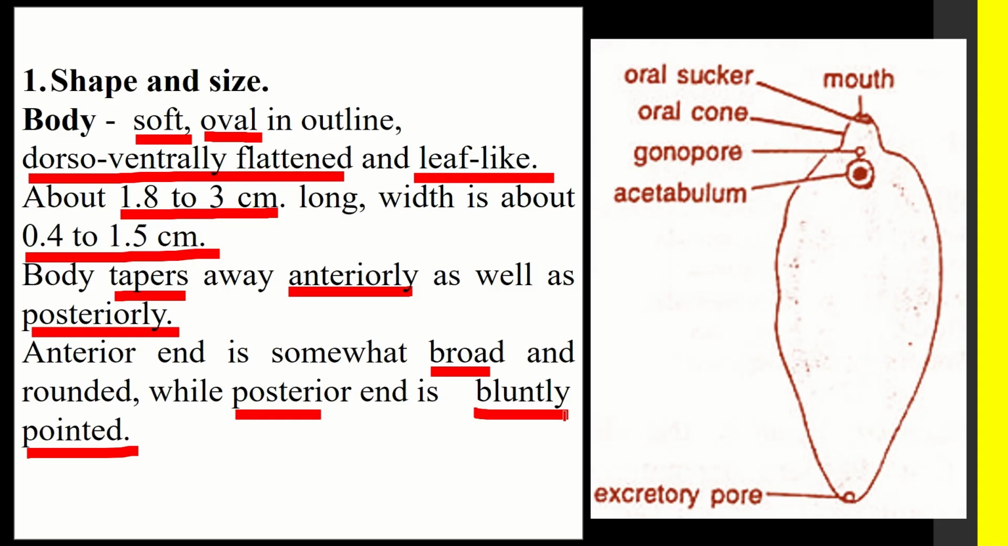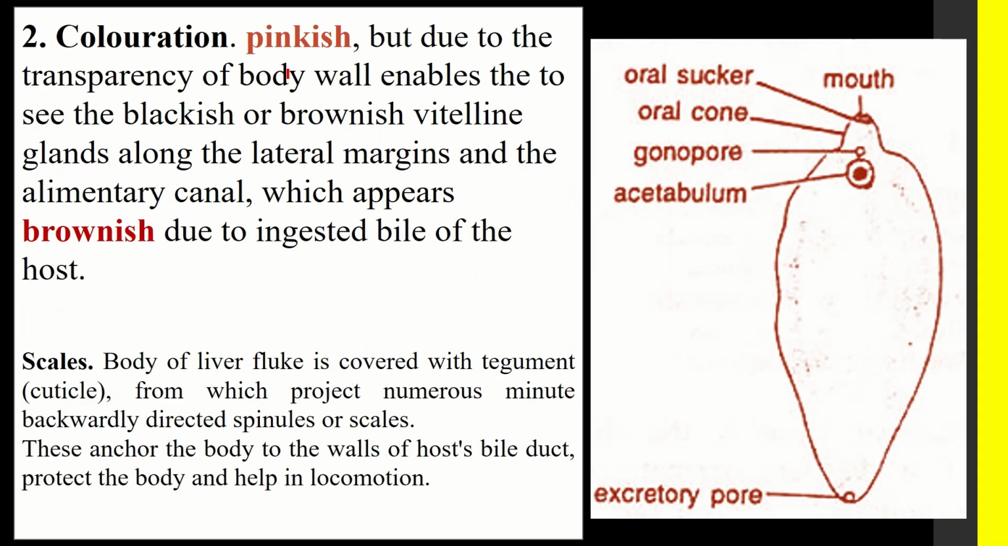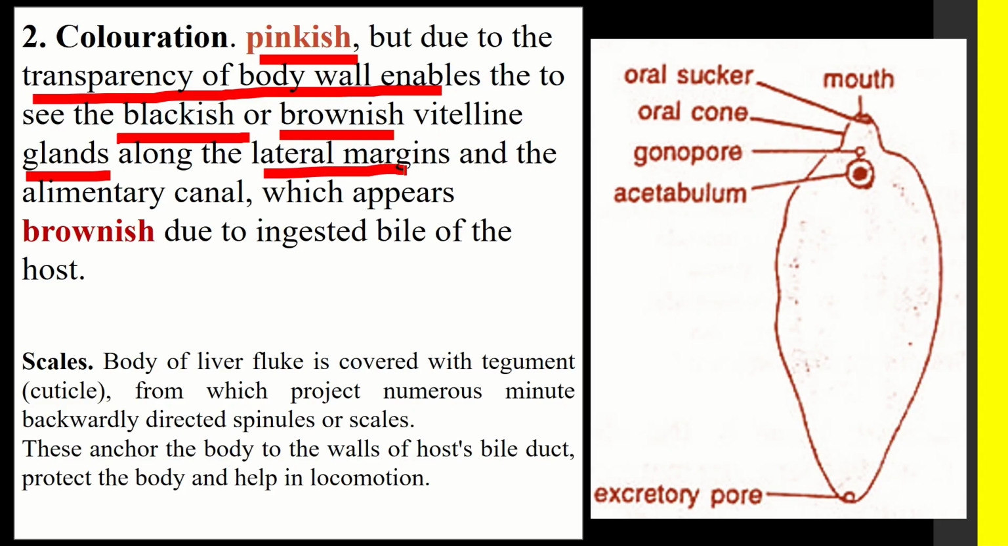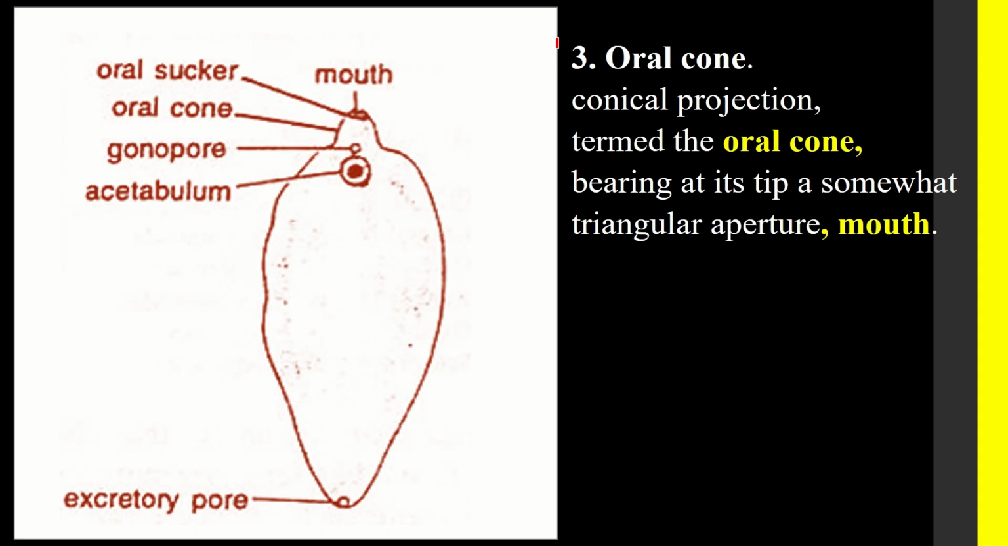When we see the color, it is usually pinkish, but the transparency of the body wall enables the observer to see the blackish or brownish white line glands along the lateral margins and the alimentary canal, which appears brownish due to ingested bile of the host. There is a particular part called the oral cone towards the anterior side. The anterior end of the body is drawn out into a prominent conical projection called the oral cone, bearing at its tip a somewhat triangular aperture, that is the mouth.